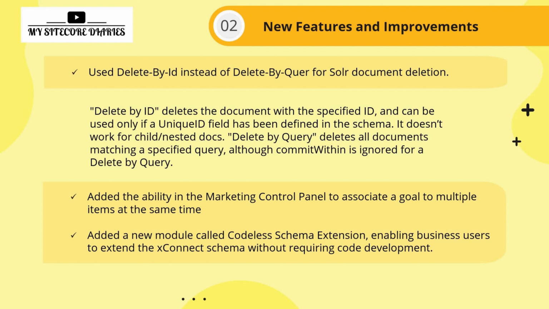Added this ability in the marketing control panel to associate a goal to multiple items at the same time. This is also a good change. If you have worked on goals, for setting them up we used to assign them to every individual item. What they are saying here is that there is a marketing control panel where we can associate a single goal to multiple items. I think this is also a feature we should be exploring when we install Sitecore 10.4.